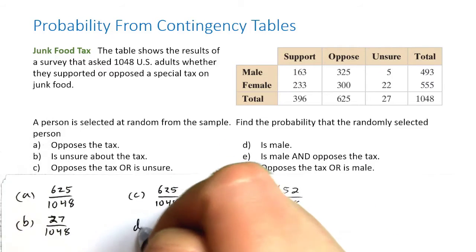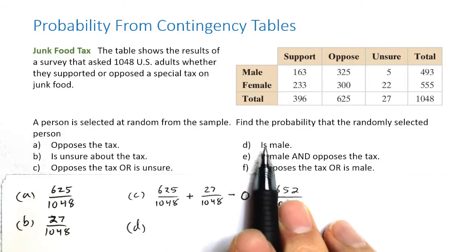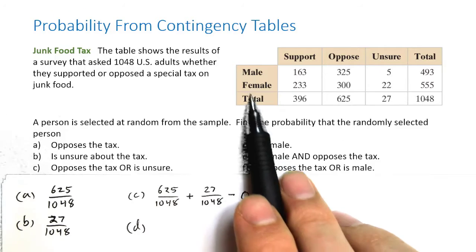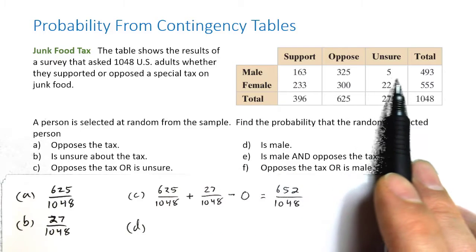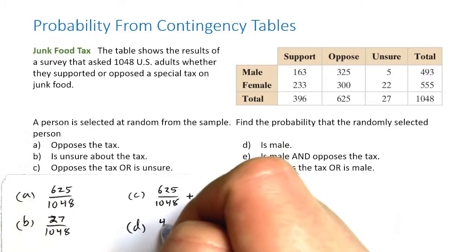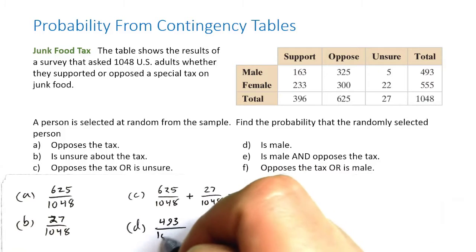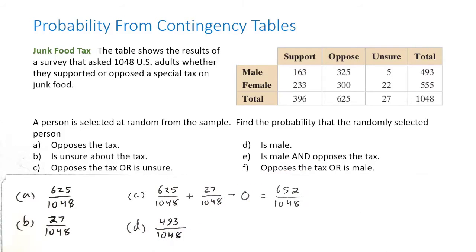Okay, let's look at D. Probability that the person is male. Okay, well, how many males are there? There are 493. And how many people are there? 1048. Well, there's the answer.